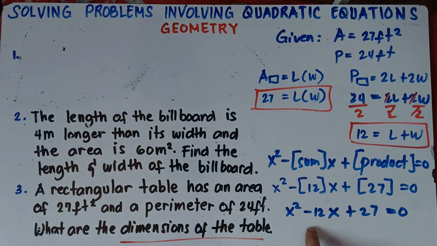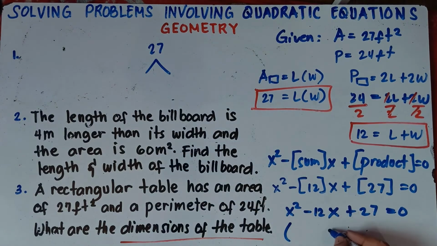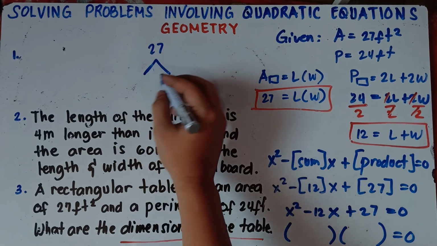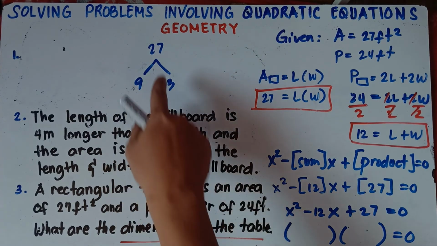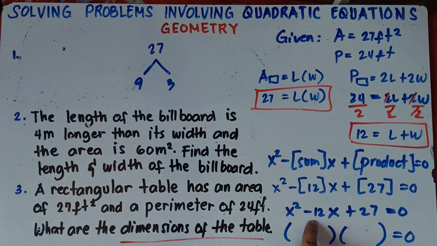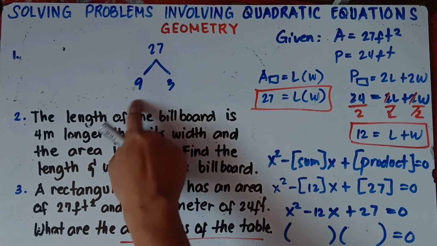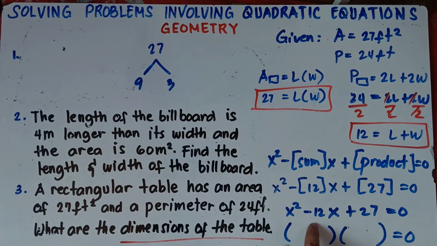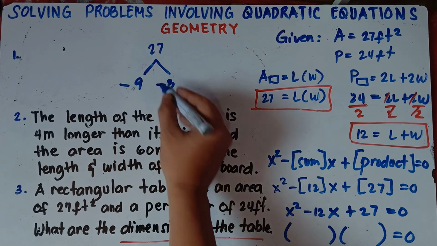So you find two numbers, class, for 27. What would be the two numbers that when you multiply, you will get 27? Of course, for 27, that's only 9 and 3, right? Because 9 times 3 would be 27. Now, since this is negative 12, when you combine 9 and 3, 9 plus 3, that's positive 12. You will not get negative 12. So therefore, we need to have negative 9 and negative 3.